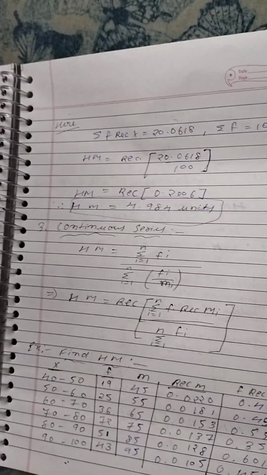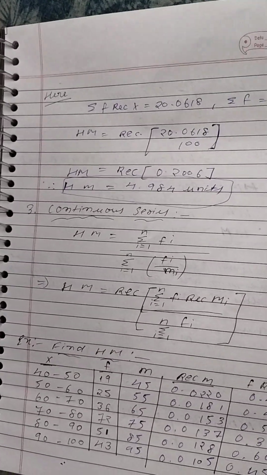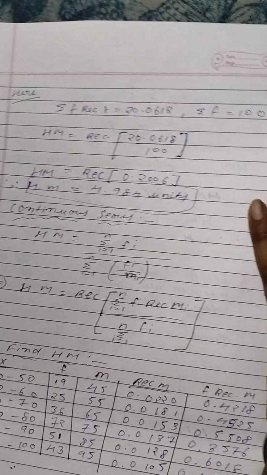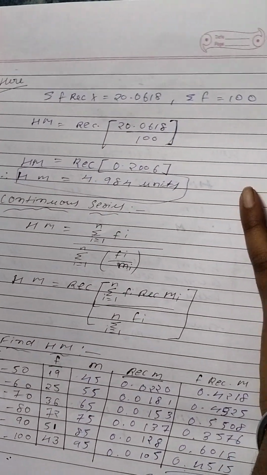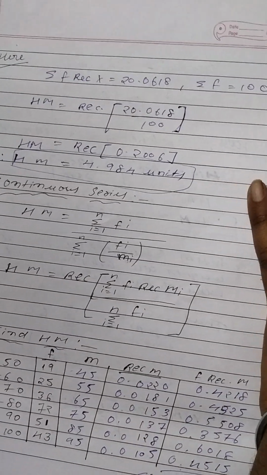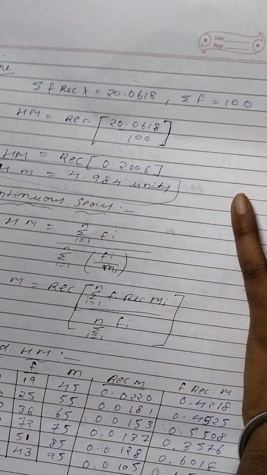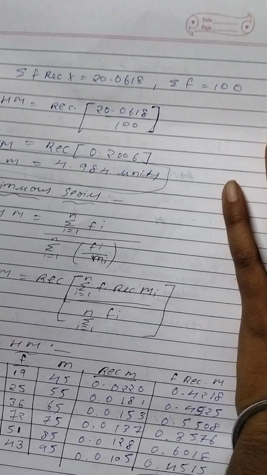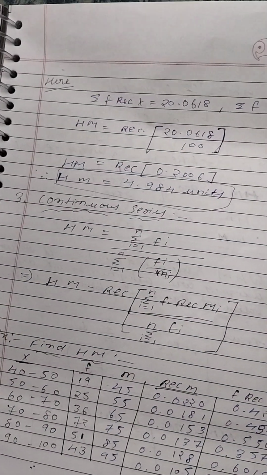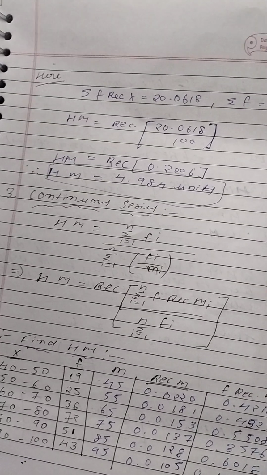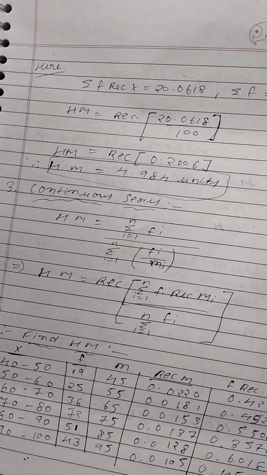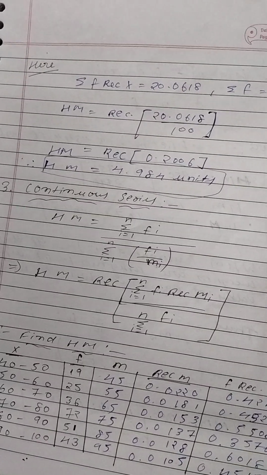So in the continuous series, only one thing is different: in the place of Xi, Mi is there. One step further, when the observation is in a range, you have to calculate the mid value, and then the further process is similar to the discrete series. So here the continuous series is there, with HM, N, I, Fi, and Fi by Mi.